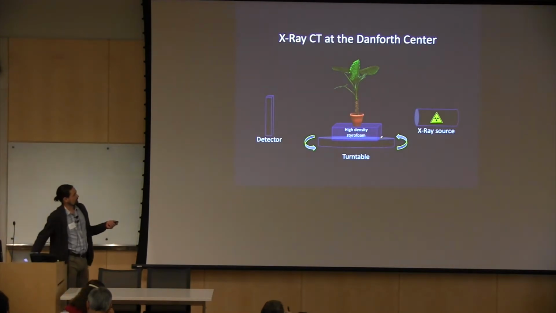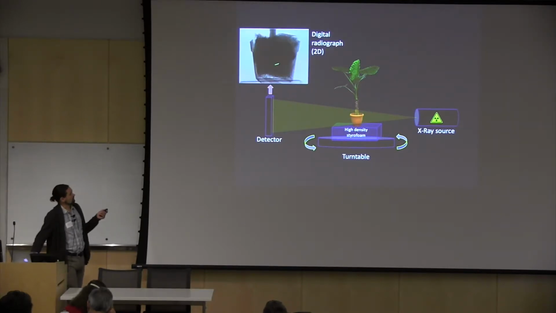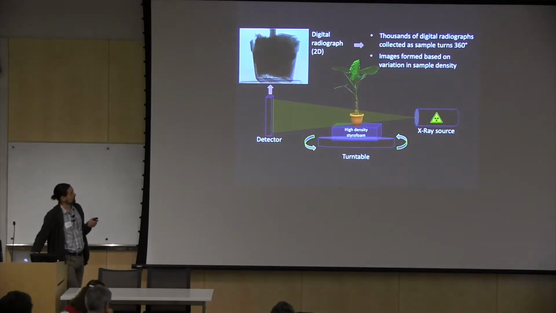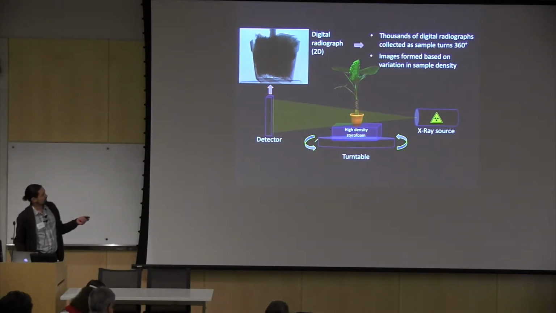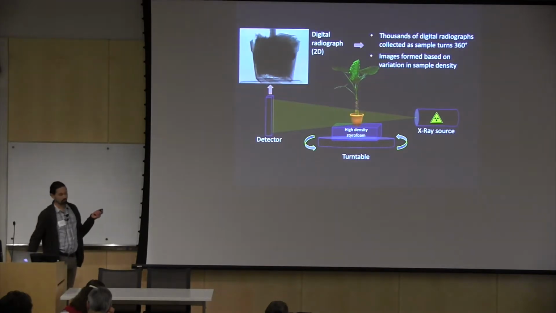Quickly, how it works: there's a source and a detector, and the sample sits between them, and as we shoot X-rays through it, we get a contrast image. The denser the material, the more it absorbs the X-ray, and that generates our difference in contrast. This is a pot with a cassava root system. It doesn't look like much, but there's more magic that happens. We collect lots of these as we spin around, and then we can develop a three-dimensional reconstruction, and I'll show you a whole litany of these in a little while.